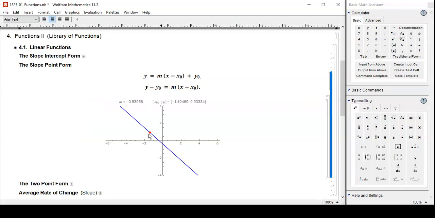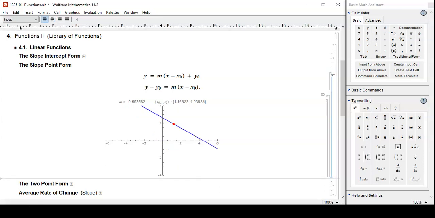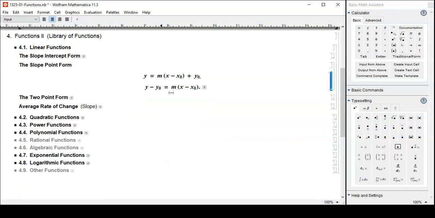Now here's an example running through this red point, (x0, y0), and the slope is 0.93 something. Let's run it again. We're going to get a different point and a different slope, like this. In any case, we follow the same form. Remember this because that's the most important equation of the line for this course.